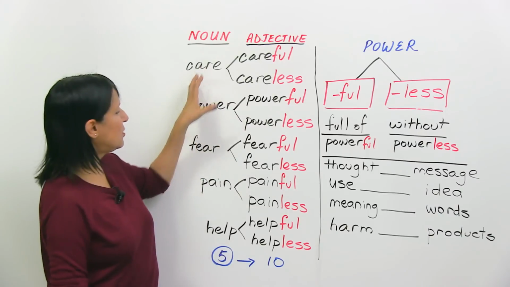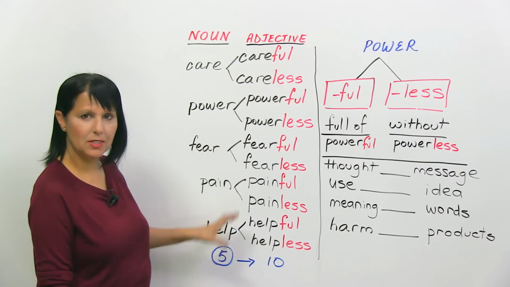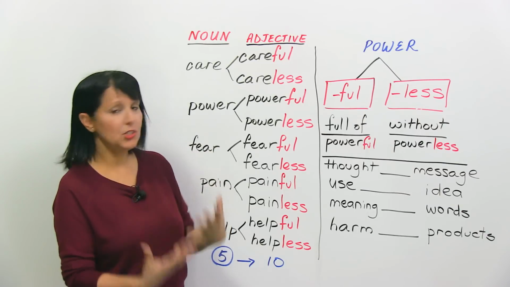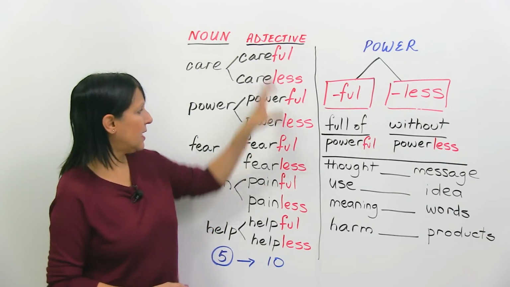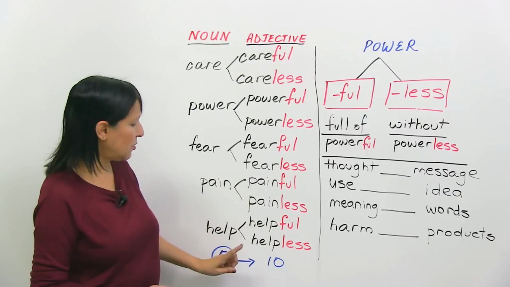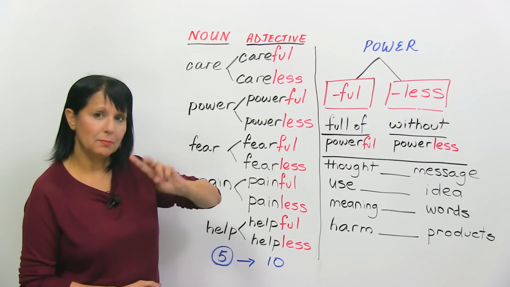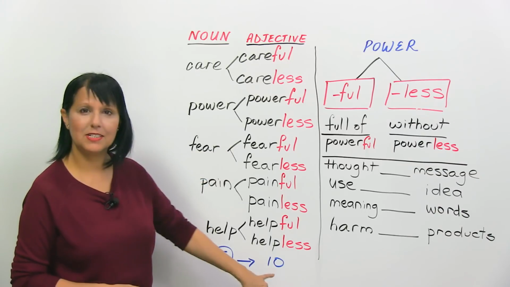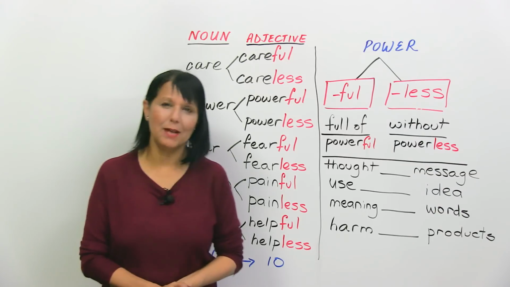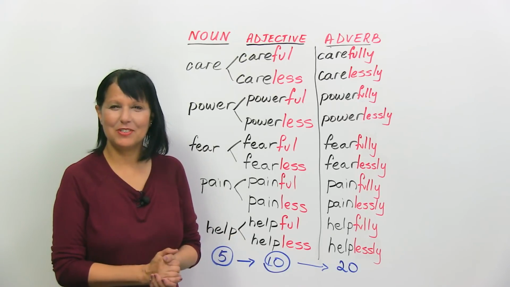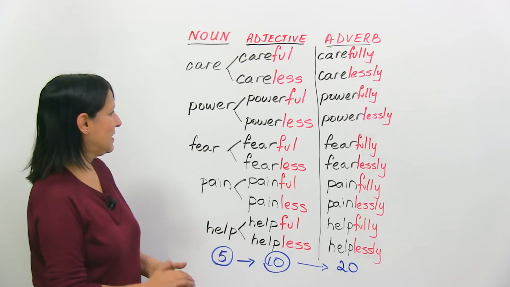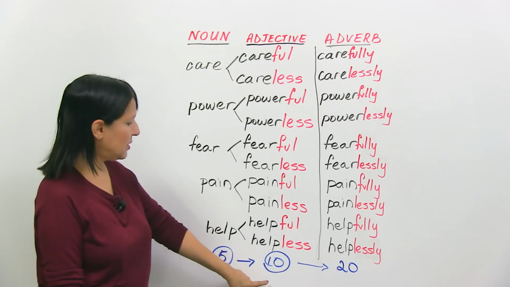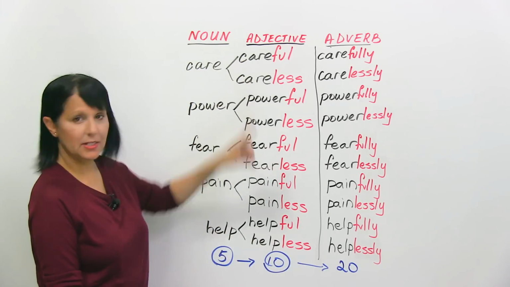Did you see that just by taking some nouns and adding full or less, we've come up with adjectives now, and we've come up with not only one adjective per word, but 2. So we've already multiplied our words from 5 to 10. Now let's see what happens next. All right, ready for some more magic? Here we go. So we started with 5 words, 5 nouns, then we turned them into 10 with the adjectives.